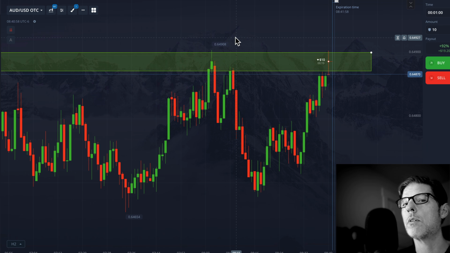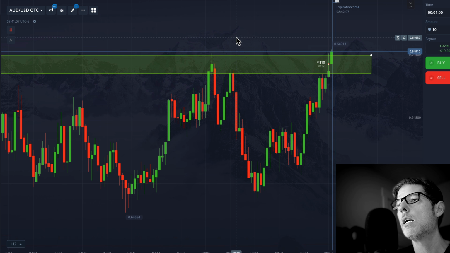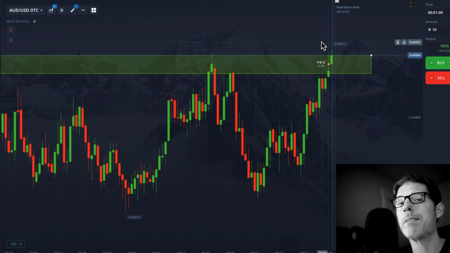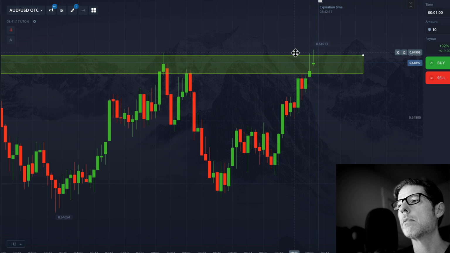Is there a higher probability that it could just bounce off the ceiling and come back down? Maybe. Or we could also miss this trade by a few seconds. But it could also be the time that it does break through that ceiling and that resistance. We just don't know. Let's just see what happens. Okay, so that was a loss, just barely.